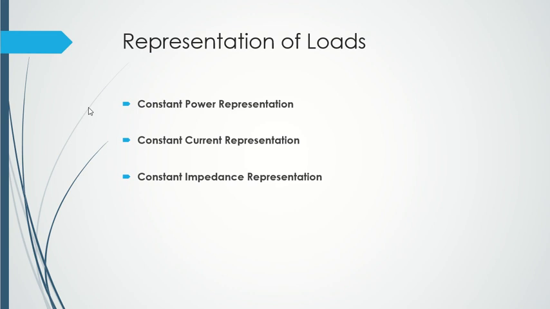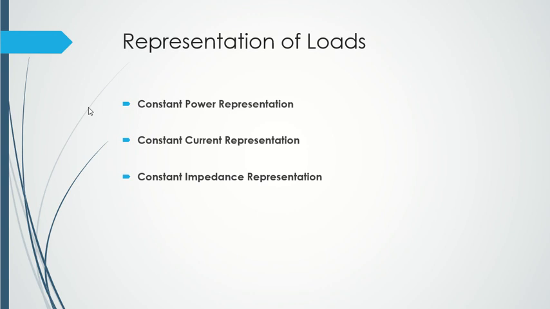Then the second one is called constant current representation. In that, the magnitude of the current remains constant. It's pretty much self-explanatory. So whenever you need to do the analysis, at that time constant current representation is used.